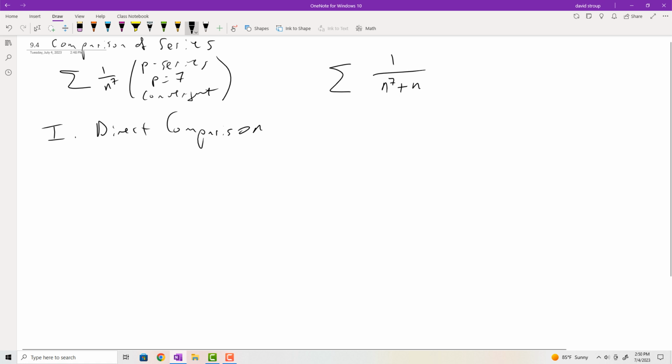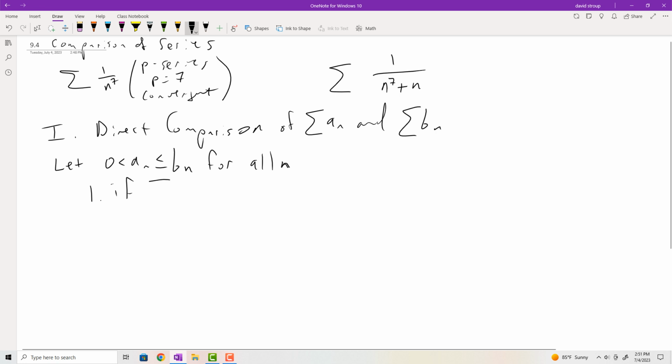And okay, so that being said, what is the direct comparison test? We're going to have two series that we're comparing. Just call one the summation of a sub n, the other one the summation of b sub n. Then if we can construct this inequality where all of the terms of this first series are greater than 0, so they're all positive terms, and then they're less than or equal to the terms of the second series, and this holds for all n eventually, then we have these kind of conclusions that we can have. So if the series with the bigger terms converges, then the series with the smaller terms converges.